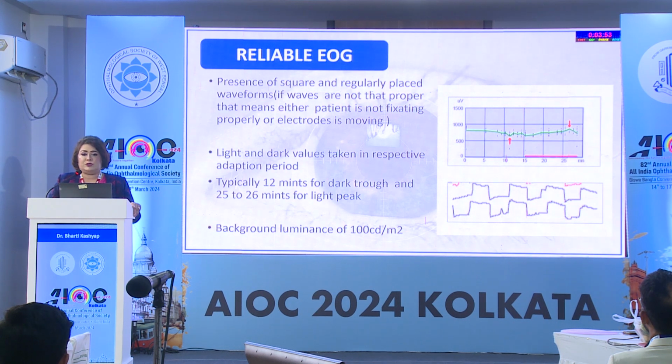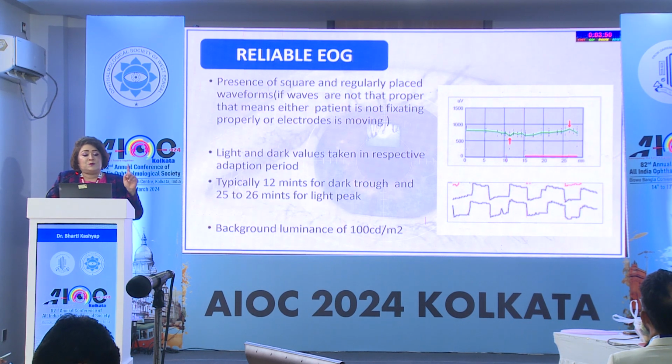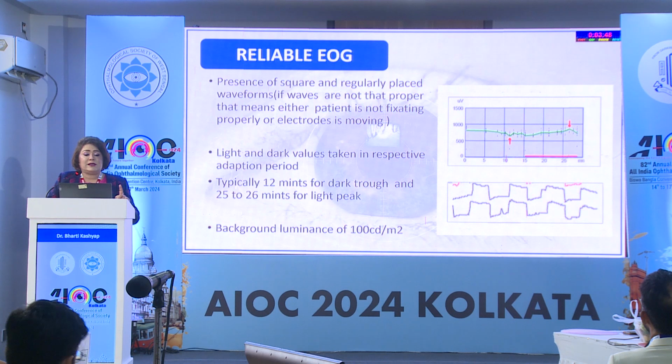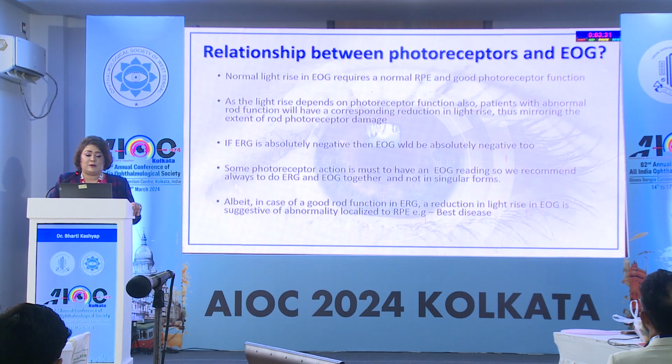What is a reliable EOG? A reliable EOG is the presence of square and regularly placed waveforms. If it is not proper, that means the patient is either not fixing properly or the electrode is moving. Light and dark values are taken in the respective adaptation period, typically 12 minutes for dark trough, and 20 to 25 to 26 minutes for light peak. Background illumination, again you have to check 100 candela. Normal light rise in EOG requires a normal RPE and good photoreceptor function.